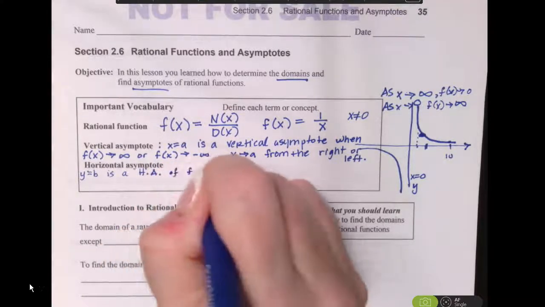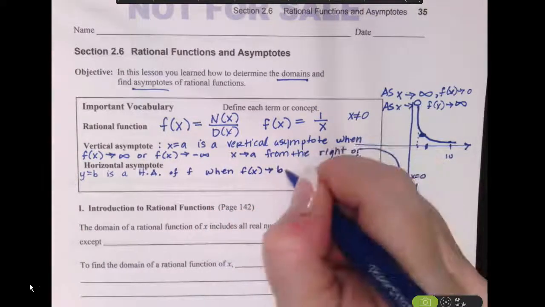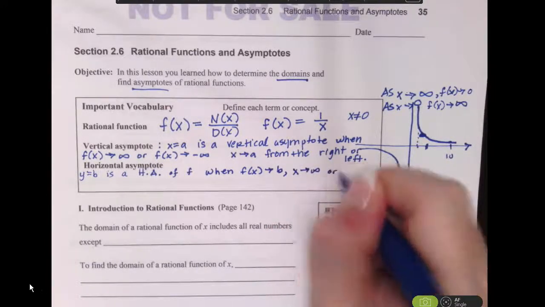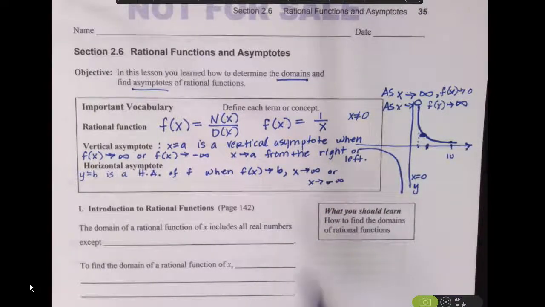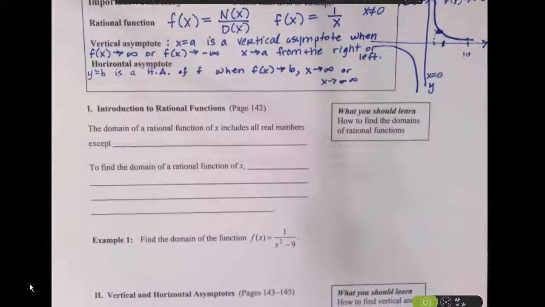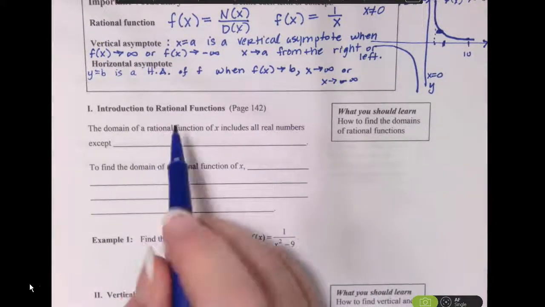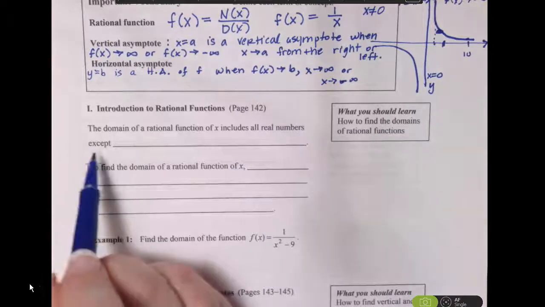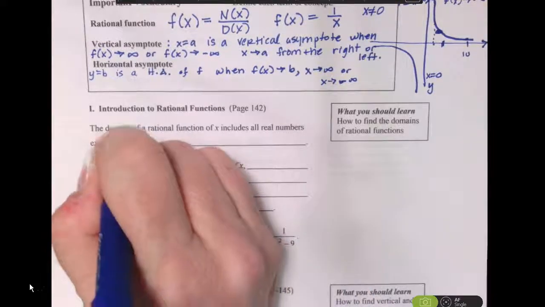of f when as f of x approaches b, then you get these x values that are approaching infinity or negative infinity. So it's that infinite behavior that's going to be an indicator of whether or not you have an asymptote. So we have studied domains in Chapter 1, and this section is all about how the domain of a rational function of x includes all real numbers except x values that make the denominator 0.